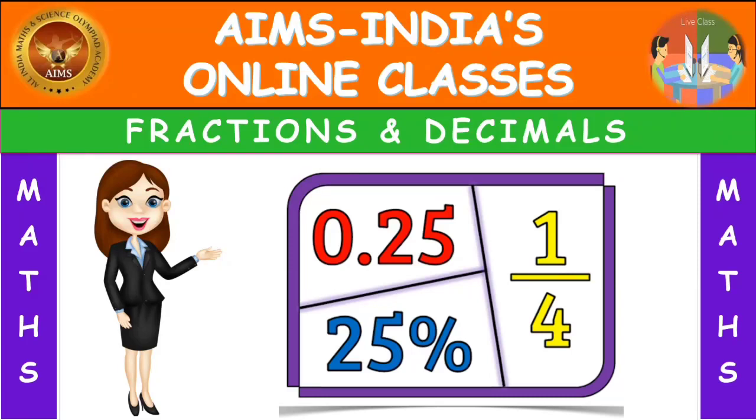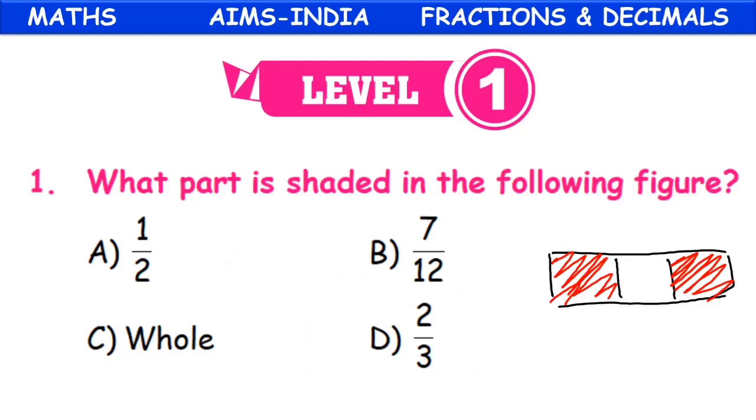In today's class we are going to discuss the various multiple choice questions from the chapter fractions and decimals. Coming to the level 1 questions, the first one is: what part is shaded in the following figure?